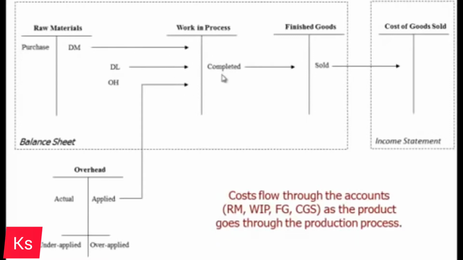When that product is completed, those costs then get transferred over to the finished goods account, where it sits until that product is sold, at which time those costs are transferred to the cost of goods sold account, which is an expense account, and those costs would show up on the income statement.